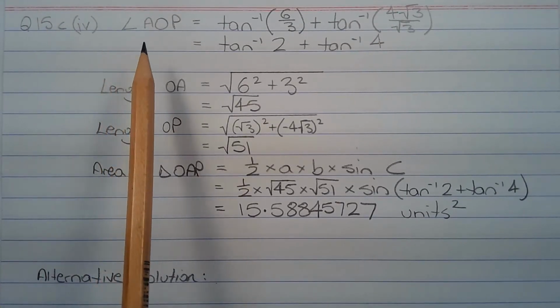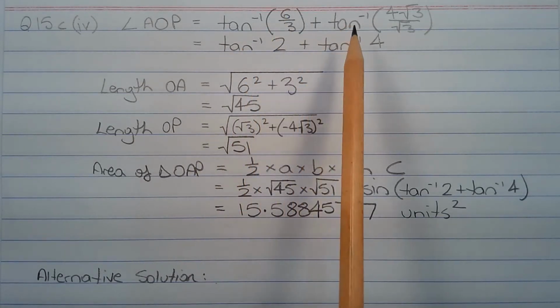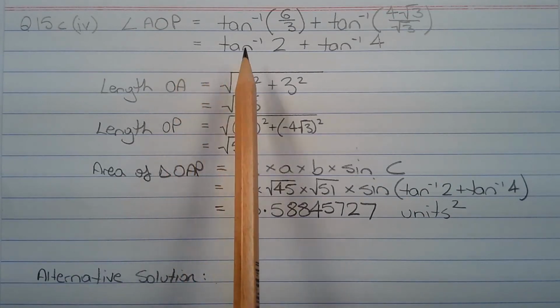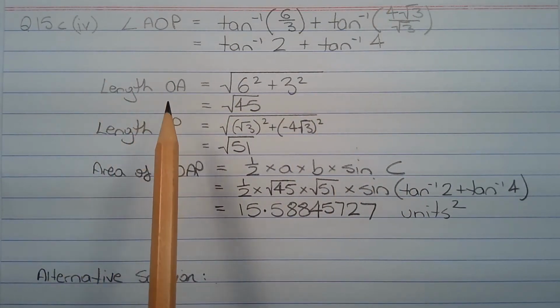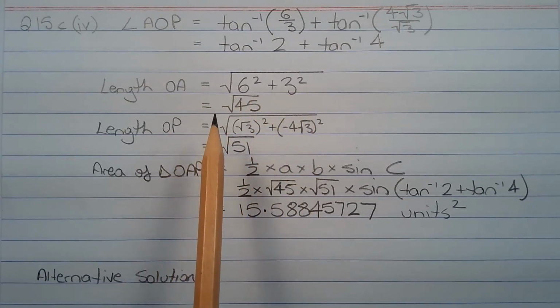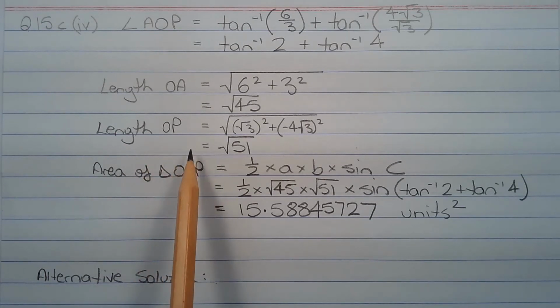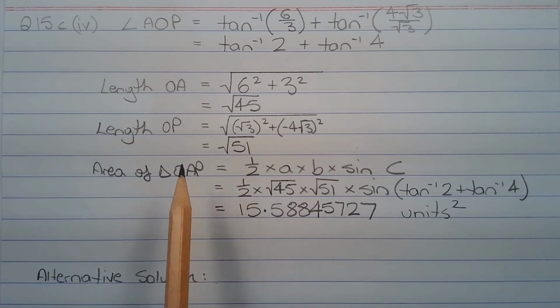So angle AOP is equal to inverse tan of 6 over 3 plus inverse tan of 4 root 3 over root 3, which equals inverse tan of 2 plus inverse tan of 4. I'm going to leave that in exact form. Now length OA by the distance formula is the square root of 6 squared plus 3 squared, which equals root 45. The length of OP is equal to the square root of (root 3) squared plus (negative 4 root 3) squared, which equals root 51.